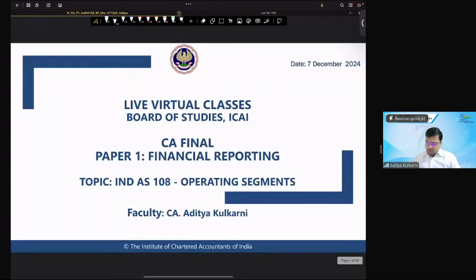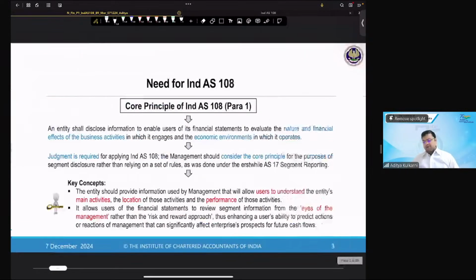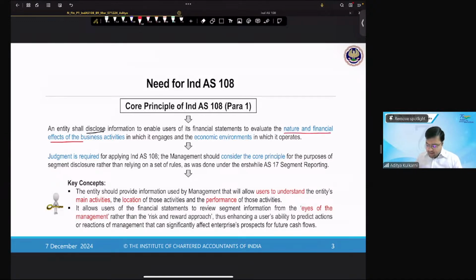Any doubts? Yes. Okay. So now coming back to the content. What is the core principle of Ind AS 108? An entity shall disclose information to enable users of its financial statements to evaluate the nature and financial effects of the business activities in which it engages and the economic environments in which it operates.